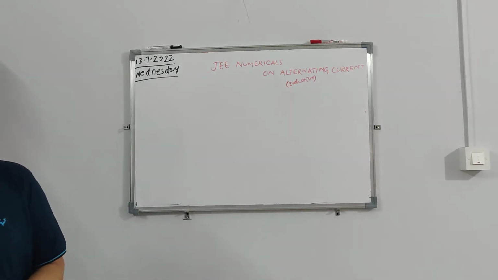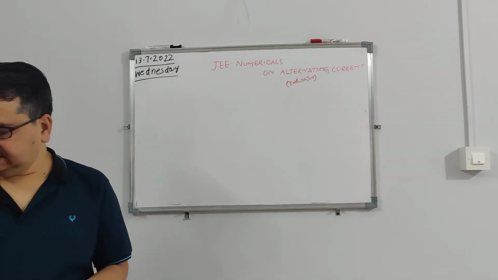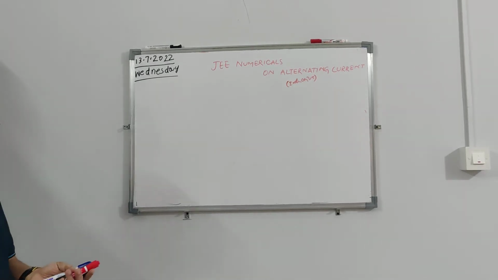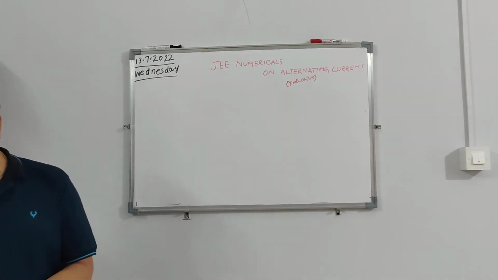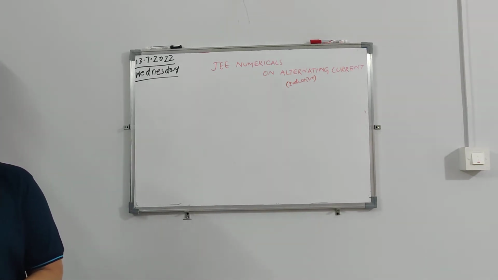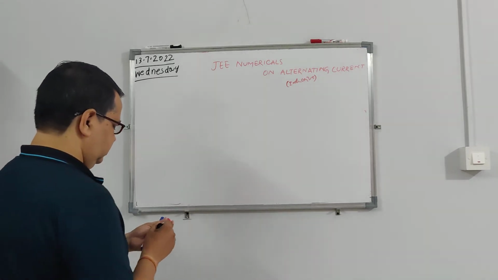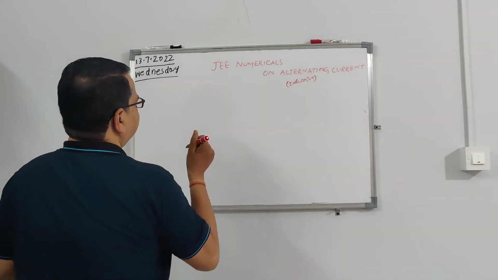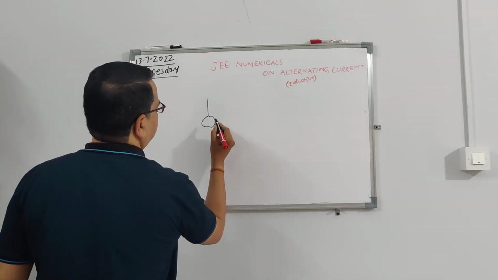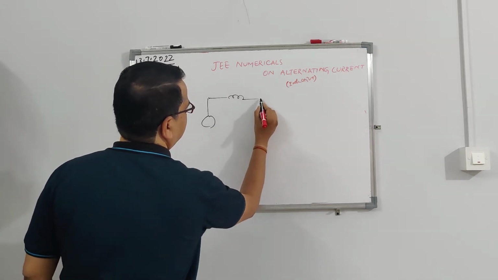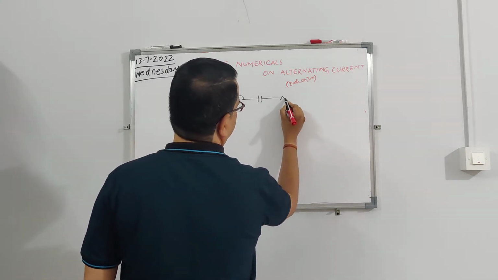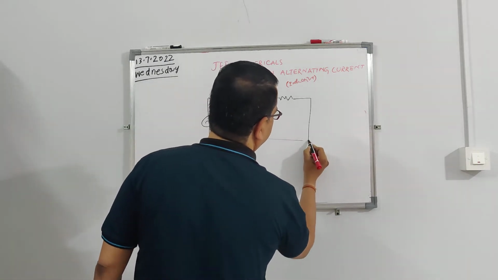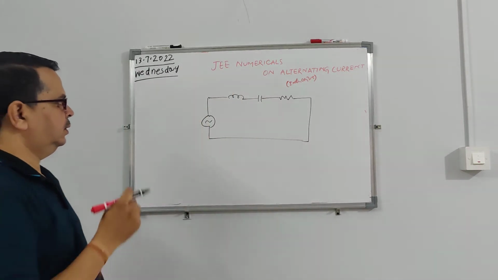It's not a numerical actually. It's a tricky question. In an LRC circuit, the power dissipation is through inductor, capacitor, resistor, or both inductor and capacitor. That's the question. Let us say I have an inductor, a capacitor, and a resistor, and I am supplying some AC voltage.